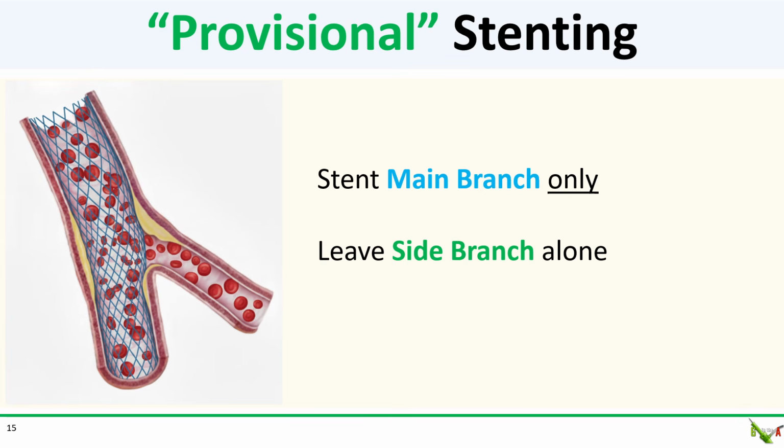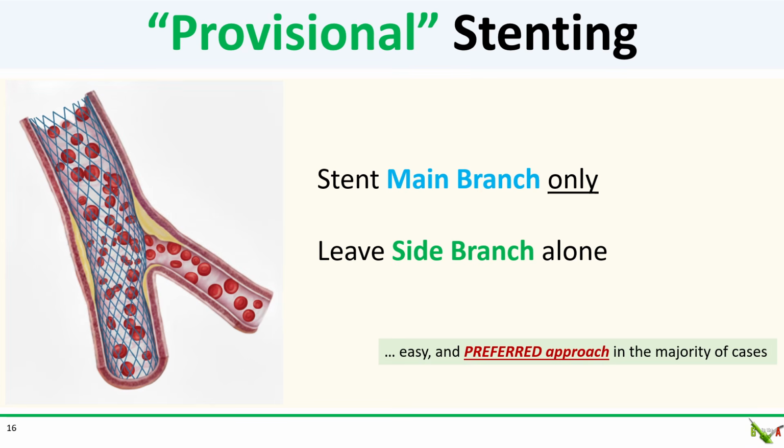So again, this is important to remember. In provisional stenting, you stent the main branch only and leave the side branch alone. Because this keeps things simple, provisional stenting is by far the most common and preferred approach for the majority of bifurcation cases.